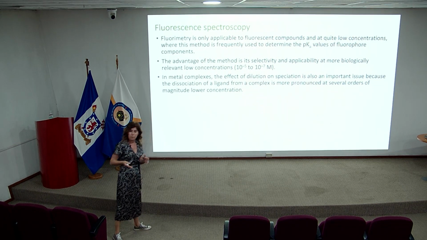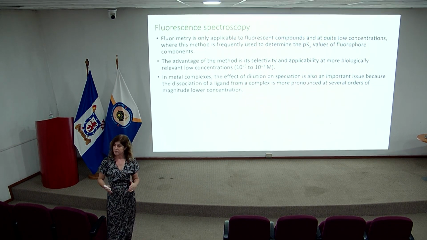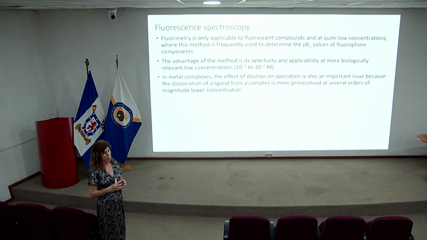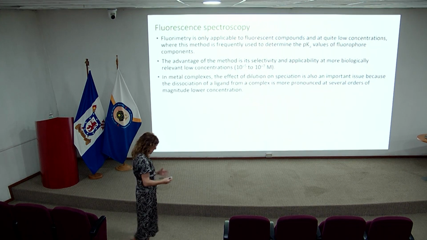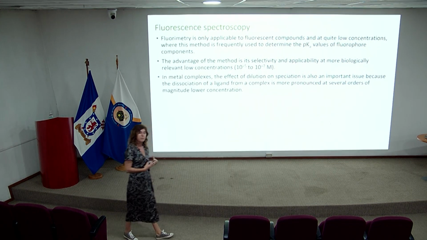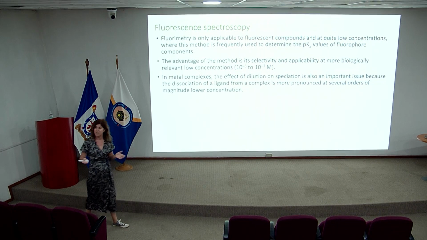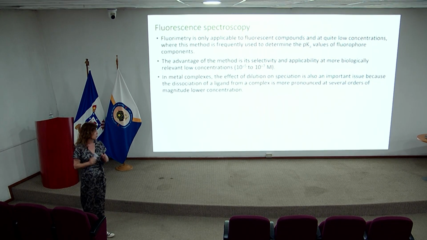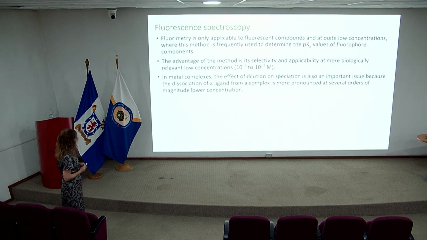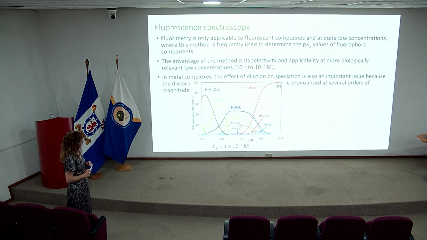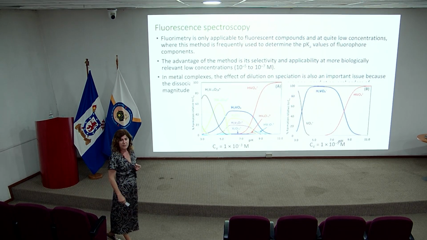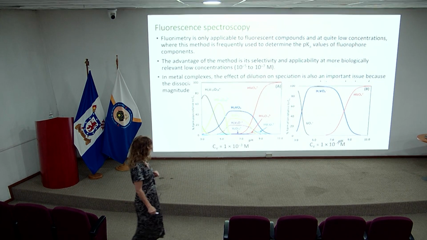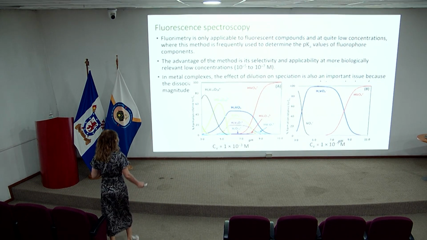There might be a problem, which is if we lower the concentrations a lot, maybe the metal complex dissociates, okay? So the lower the concentration, the higher the possibility of having the complex already dissociated. And so this is something that should be taken care of, okay? As I've shown you, the speciation at 3 millimolar is totally different from the speciation at 10 to the minus 5 molar.